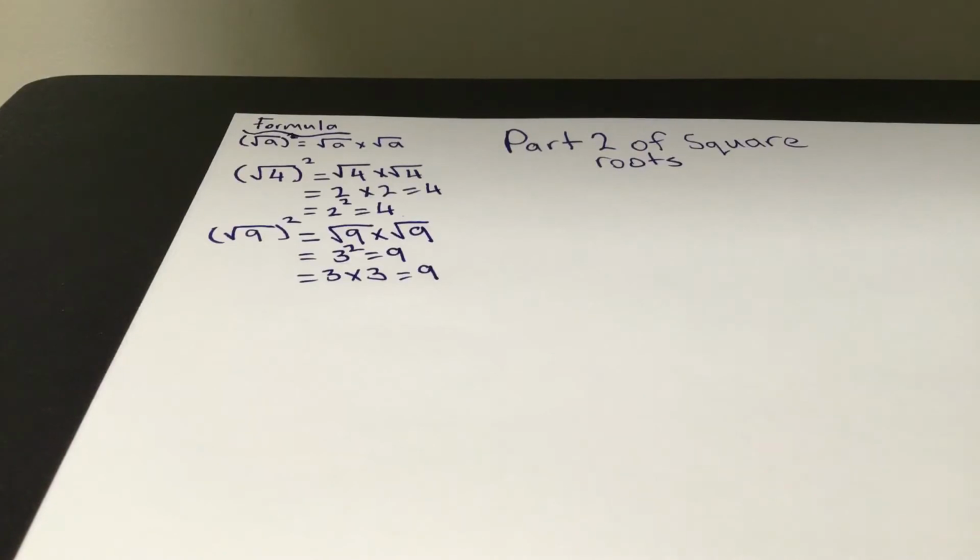Okay, as you see the formula, square root a to the power of 2, I put into two parts: square root a times square root a. To the power of 2 means to times something by itself twice.